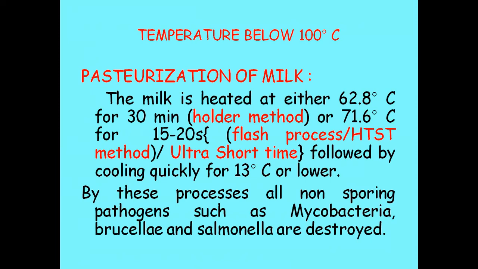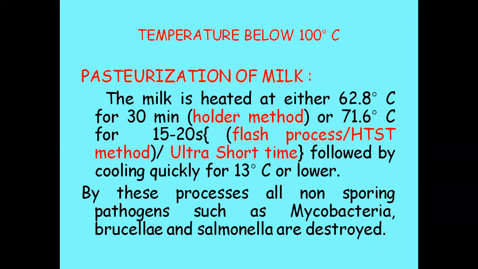Initially, Louis Pasteur used the procedure of 62.8 degrees Celsius for 30 minutes of exposure, which kills most of the pathogens or microorganisms that spoil the milk. But now, due to the longer duration of 30 minutes, this process was modified to 71.6 degrees Celsius for just an exposure of 15 to 20 seconds. That's why this process is called the flash process, or HTST.